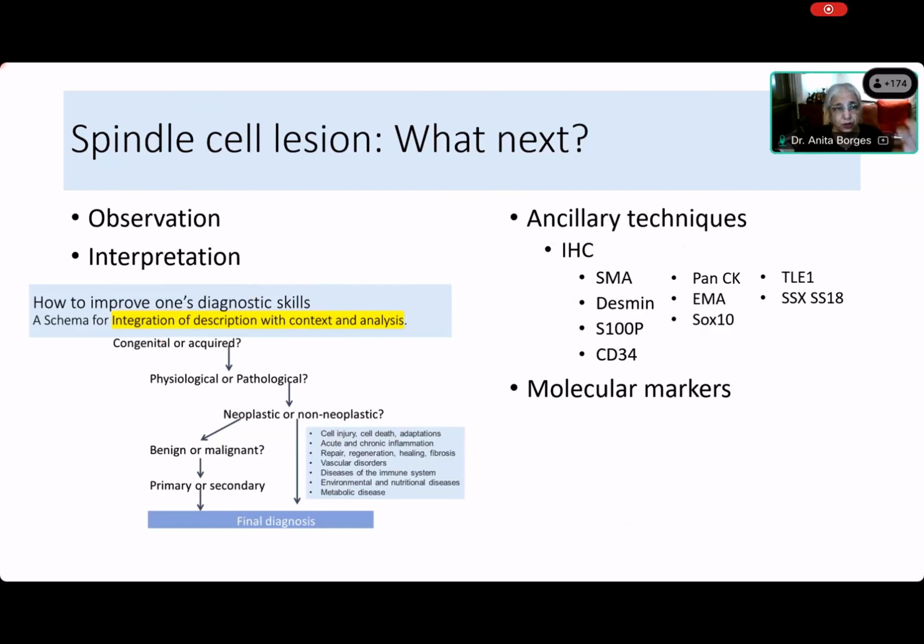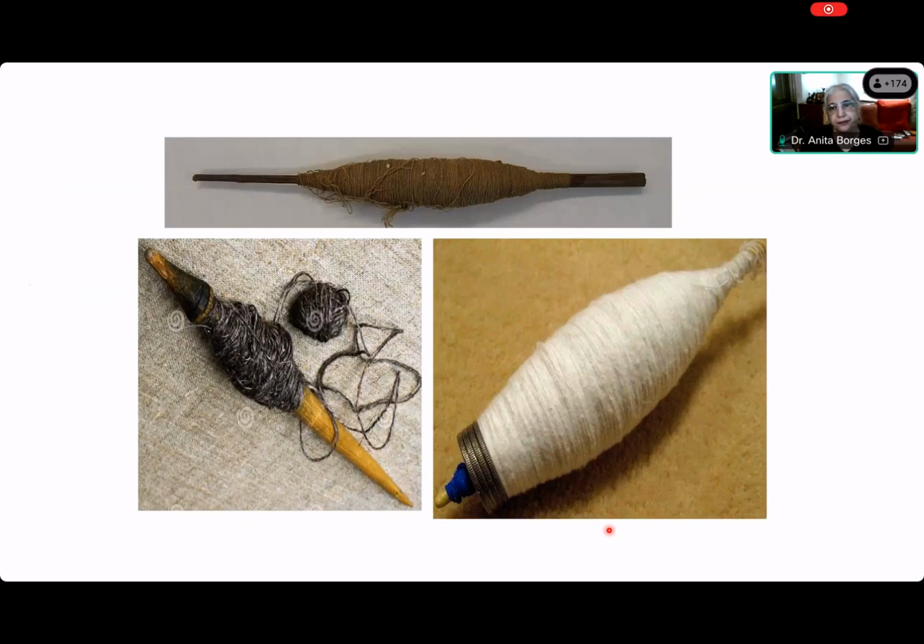If you've got good observations, good interpretation, you've done a good analysis, more often than not, you will not need to use immunohistochemistry. I've given you some markers, and if you need to, you will use a molecular marker. All right, so now we can start with the cases that I sent you.